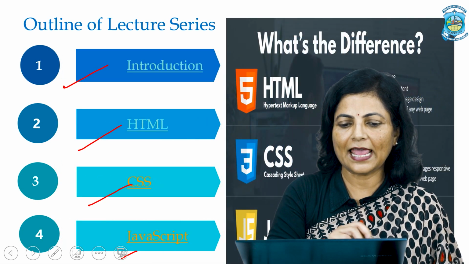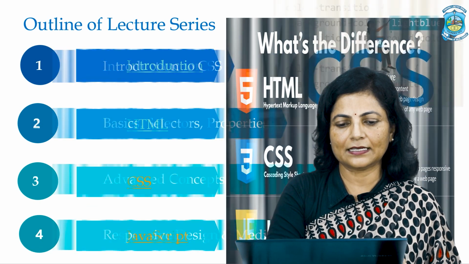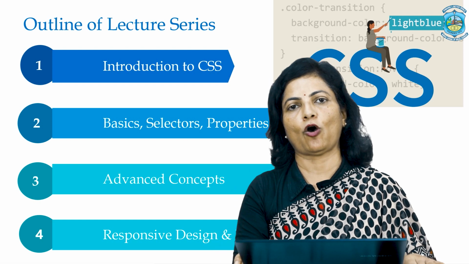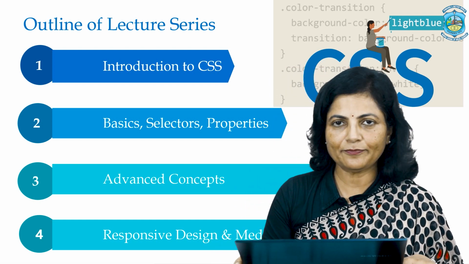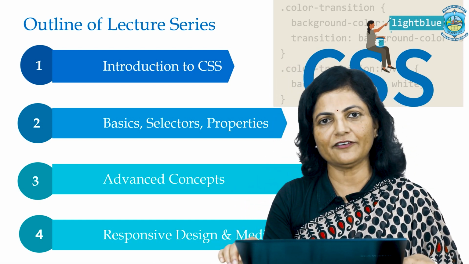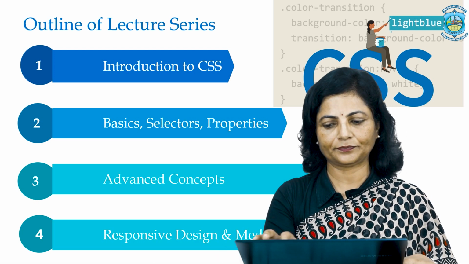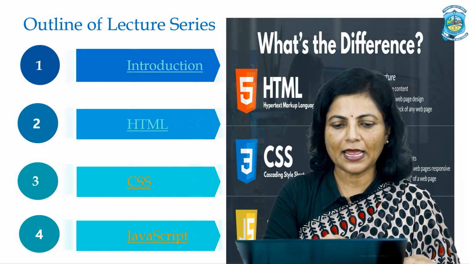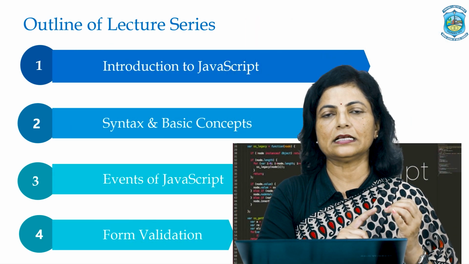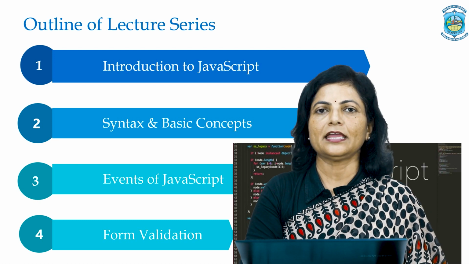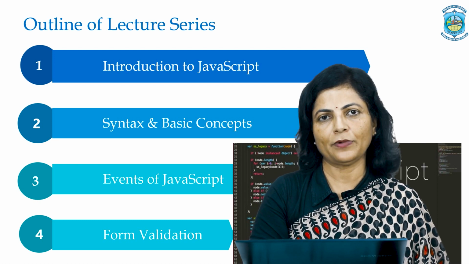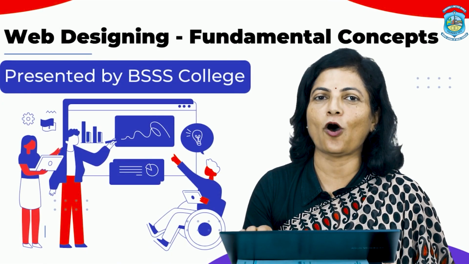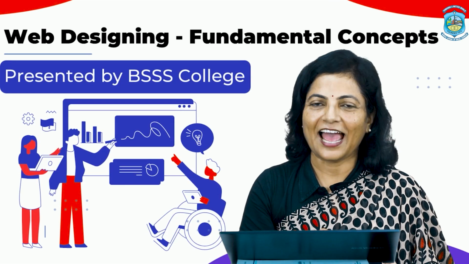The third part is about CSS. In CSS, you will learn about basics, selectors and properties of CSS, advanced concepts of CSS, and responsive design and media query. And the last part is about JavaScript. In JavaScript, we will be learning syntax and basic concepts, events of JavaScript, and form validation. So, these are the 4 parts of our lecture series on web designing. Have a great learning.